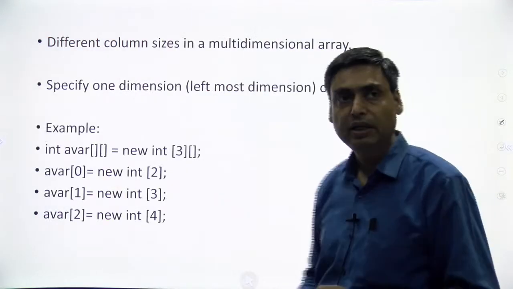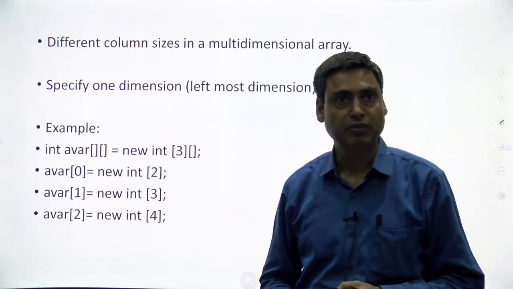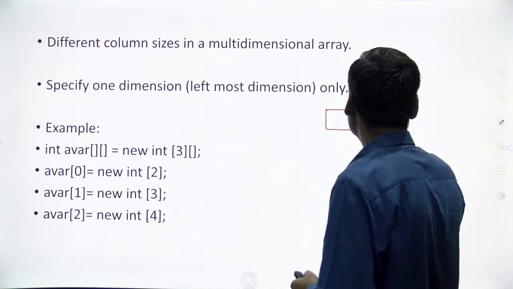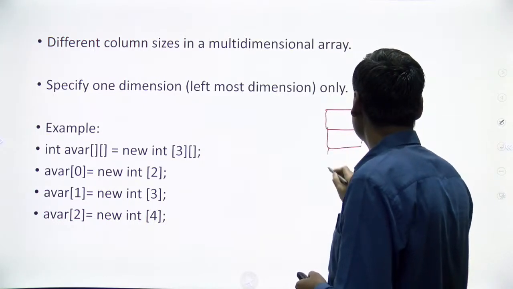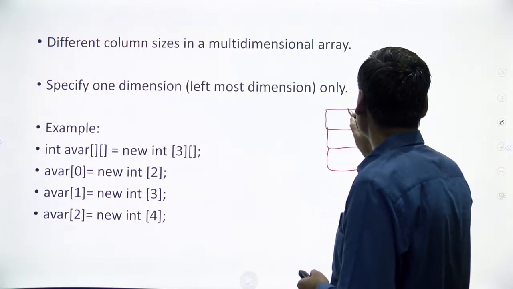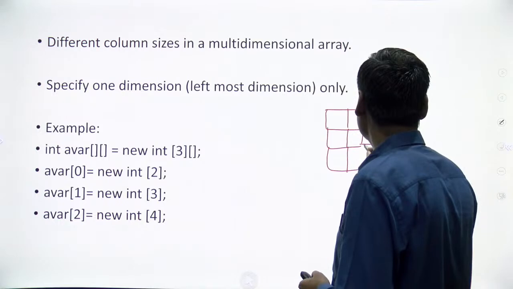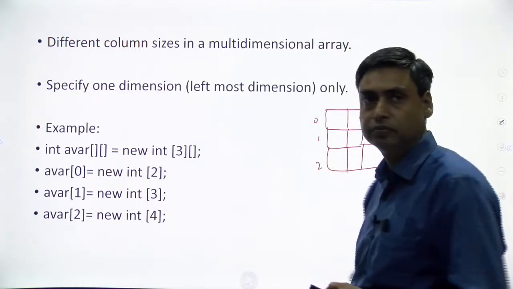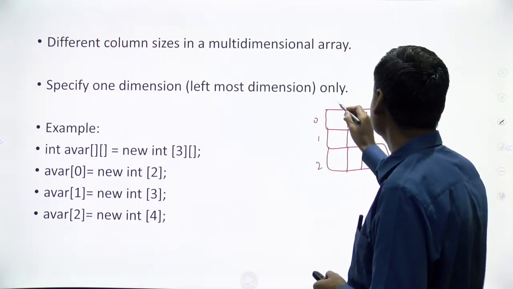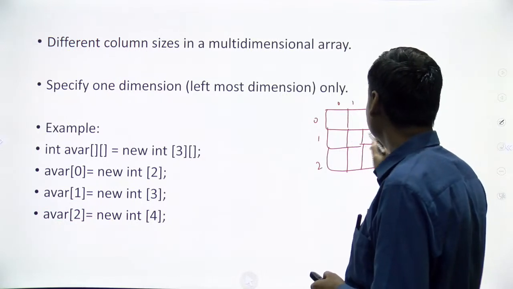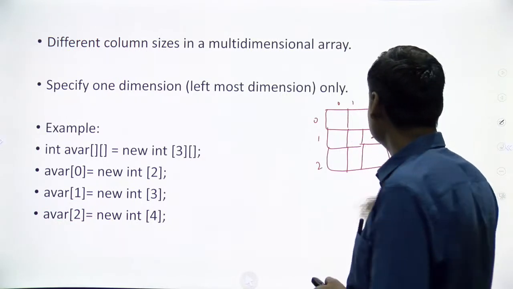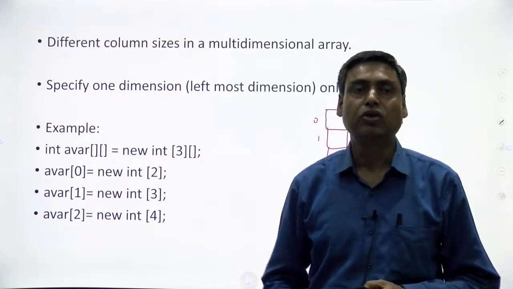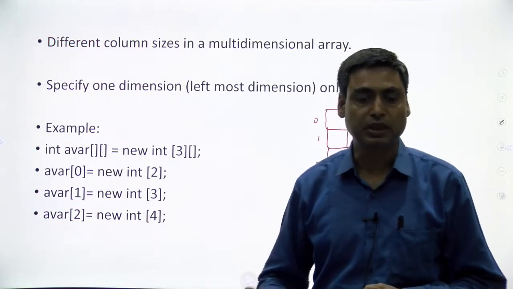Next, again a very important and beautiful thing in the Java language. It is possible to have a multi-dimensional array of different sizes. We have 3 rows, 0, 1 and 2. The first row has 3 columns, the second row has only 2 columns, and the third row has 3 columns. So we have a different number of columns in each row, which is possible in an array.